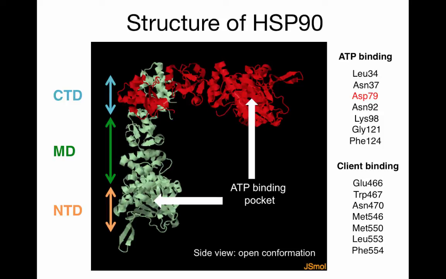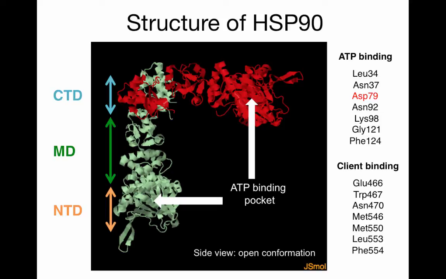So the N-terminus has a pocket for binding ATP, which is indicated with white arrows, and the amino acids in the pocket directly interacting with ATP are listed on the right. They're the amino acids forming indirect hydrogen bonds through water, except for aspartic acid 79, which also forms a single direct bond with the N6 amino group of the adenine base of ATP. Basically, many involved amino acids are polar, uncharged, or negatively charged, depending on what they are interacting with.